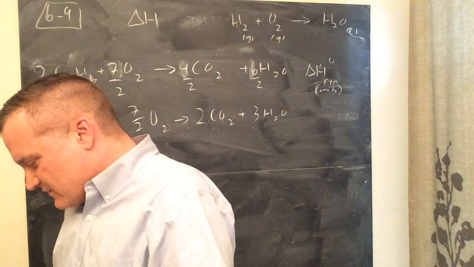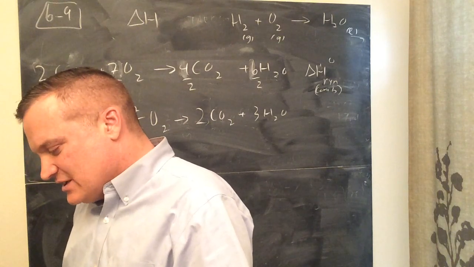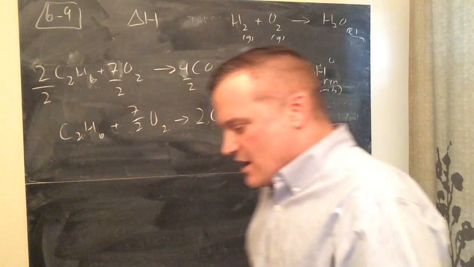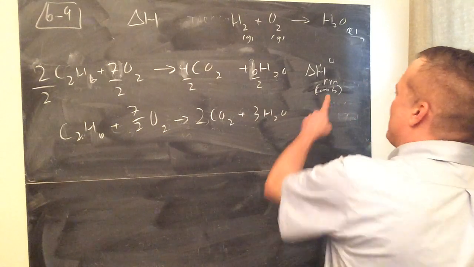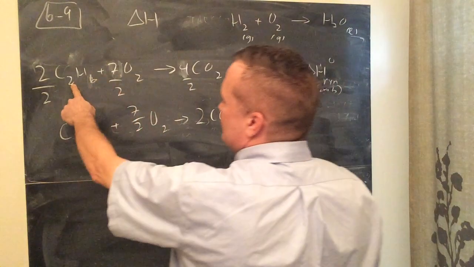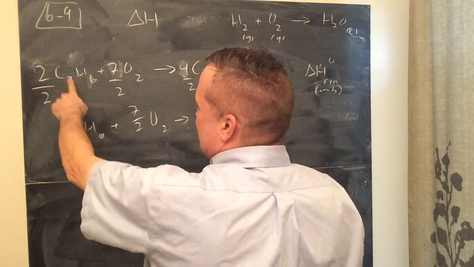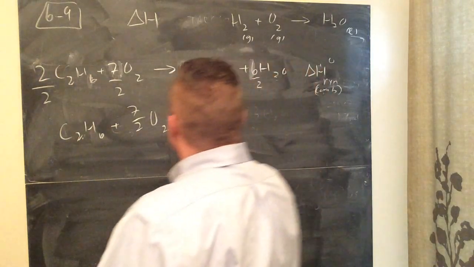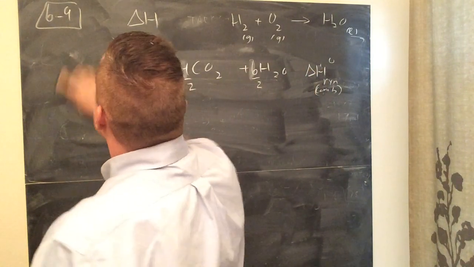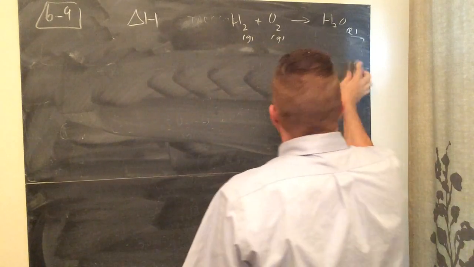So really, the more important thing is to know that formation means to form 1 mole of something. If I want to combust ethane, it says here, is to combust 1 mole of ethane. So there are some problems like that you'll see on your worksheets to do those.